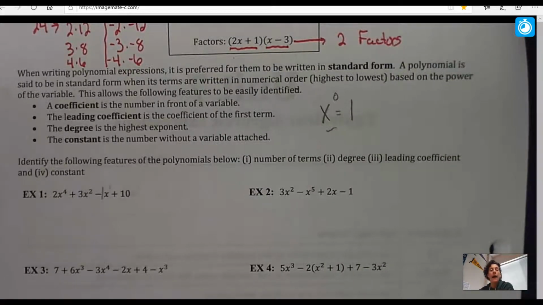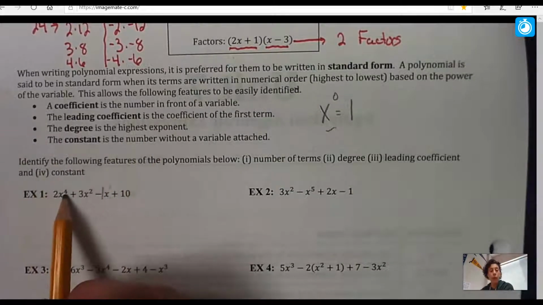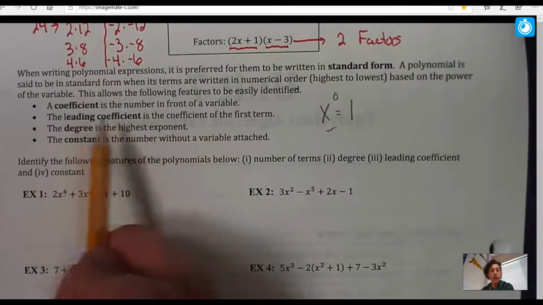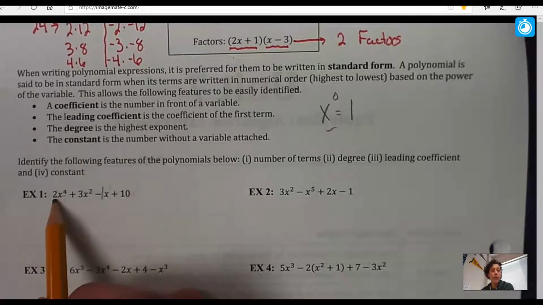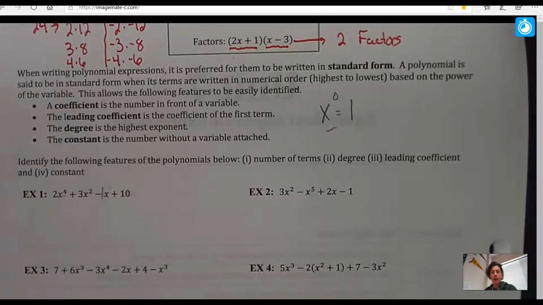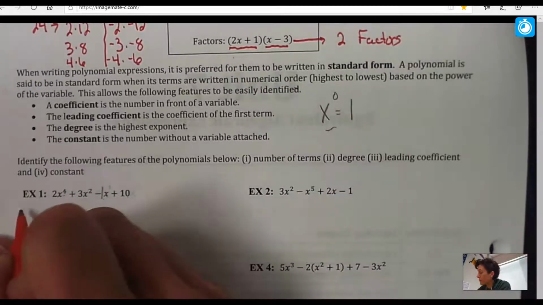All right? The degree is the highest exponent. So 4 is my highest degree. And then you have the leading coefficient. So the leading coefficient is, when it is written in standard form, the number that starts it all off. So what we're going to do is address these four things with these Roman numerals, 1, 2, 3, and 4.